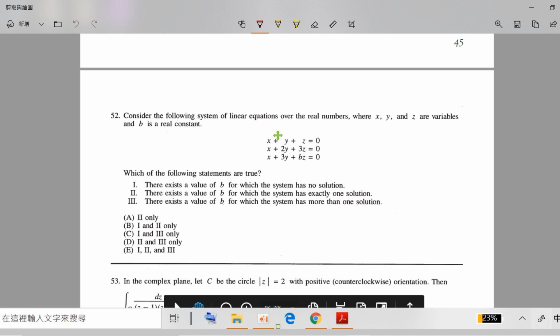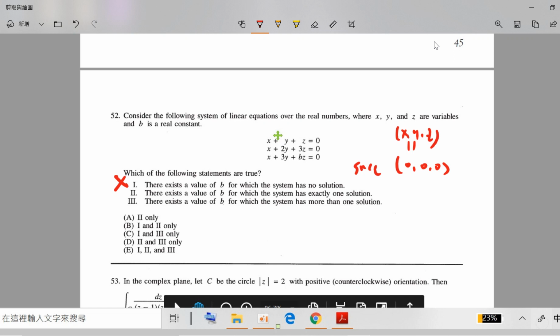So 52 is what we want to answer. You have this set of equations, and which statements are true? The first one is that there is a value b for which the system has no solution. This is definitely false, since 0, 0, 0 is definitely a solution, because all of them are 0.